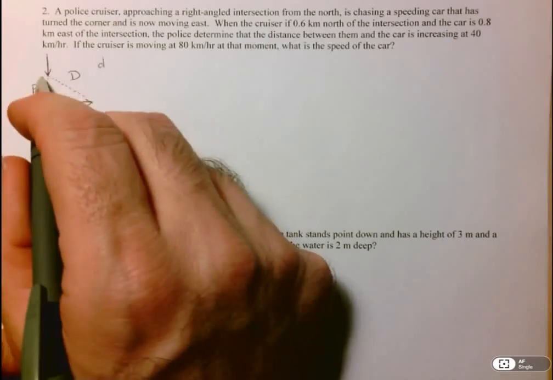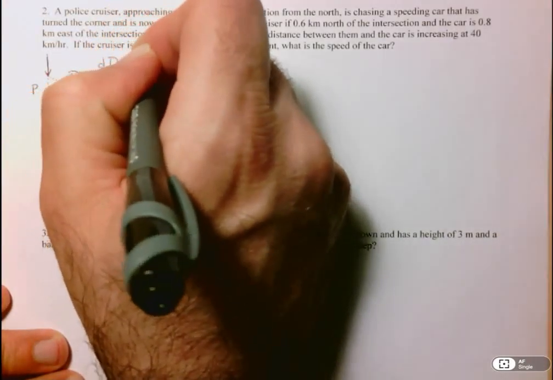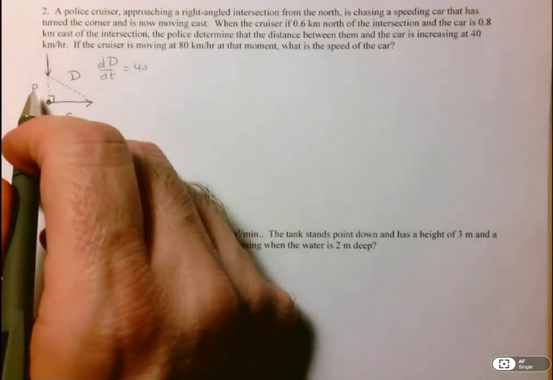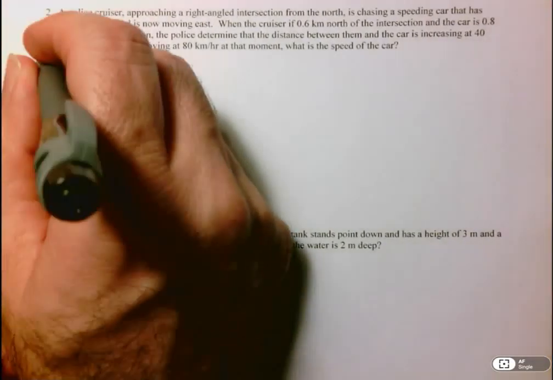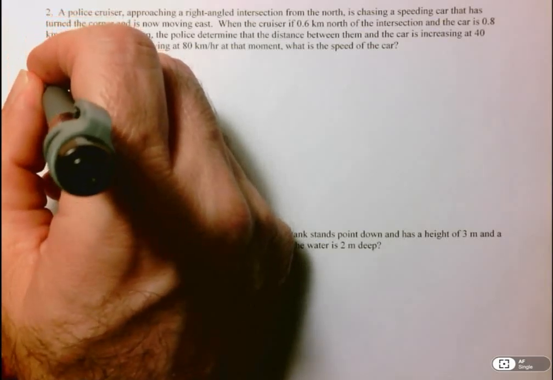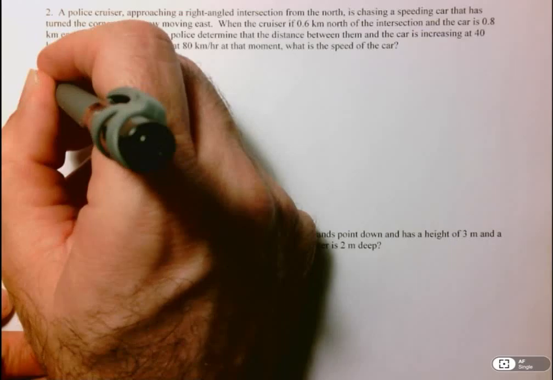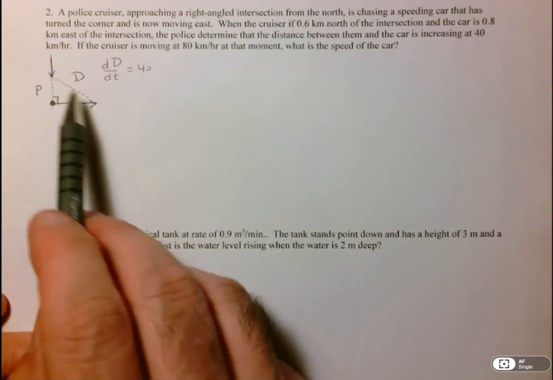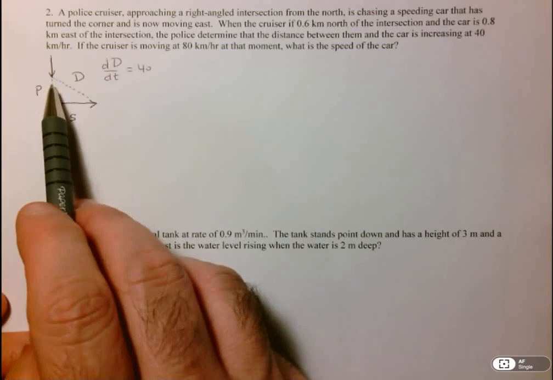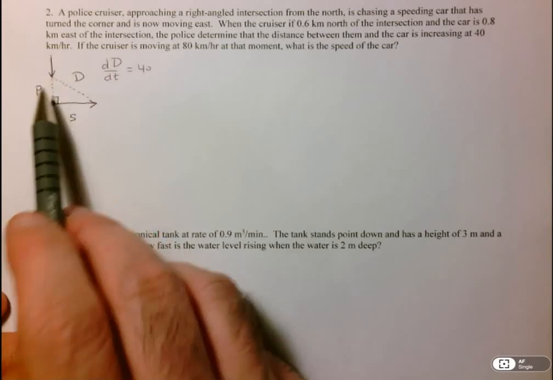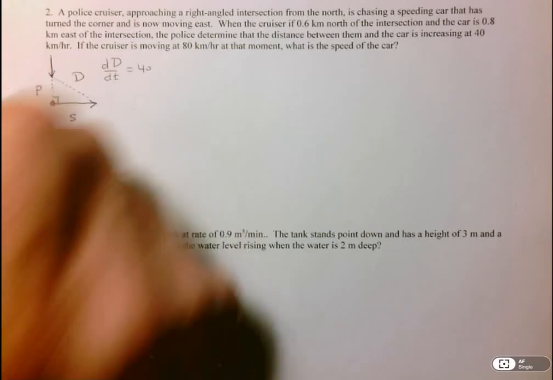Now the information they give us is the rate of change of the distance between them with respect to time, and that's 40. They give us the rate of change of the police cruiser. Now this police cruiser is moving towards the intersection. So this distance that we're calling P is actually decreasing as time goes on because it's getting closer to the intersection. So we do have dP/dt.